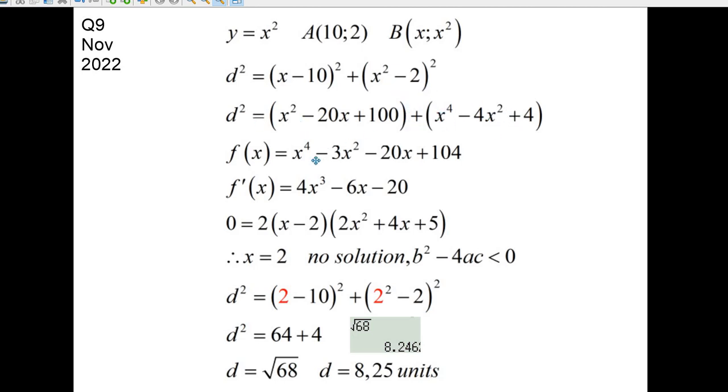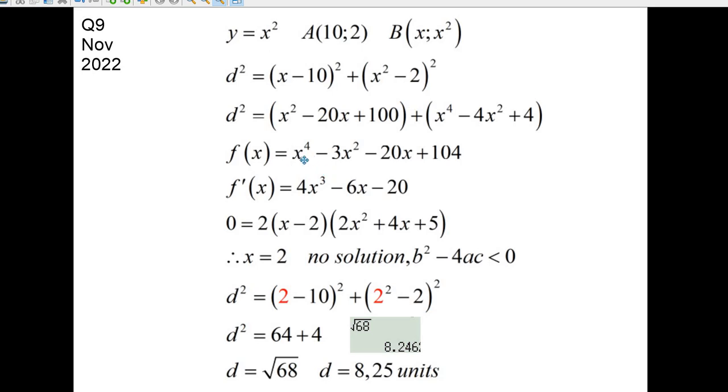You put it together, there's plus x to the 4th. There's an x squared minus 4x squared, that's minus 3x squared. There's 100 plus 4, that's 104. Well, there is the function that is the distance squared between these two points. If we can find out what makes this minimum, we'll have the solution.